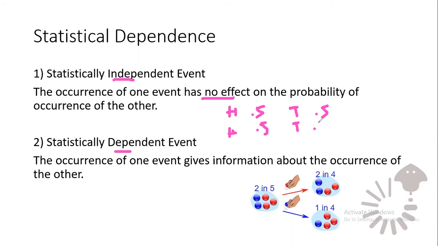Tails? 50% pa rin. Third throw, heads and tails. What are the chances? 50 pa rin. So even if we toss the coin several times, it's always 50-50 chances for heads and tails. No changes, making this experiment an independent event.